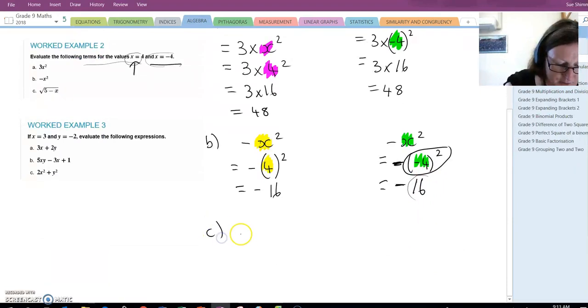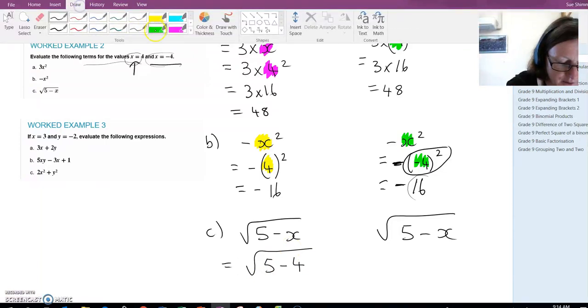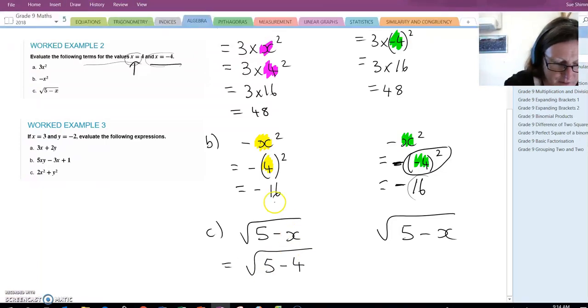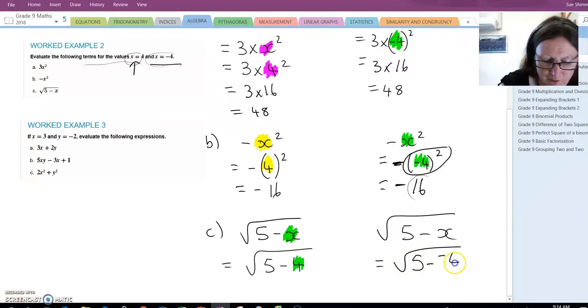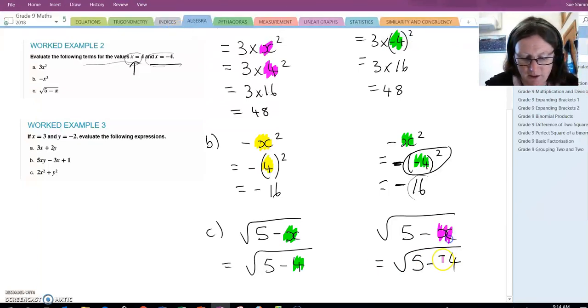C, the square root of 5 subtract x. So I'll write this out twice. In the first instance, it's the square root of 5 subtract 4, because instead of x, I am writing 4. And in the second instance, it is the square root of 5 subtract negative 4, because instead of x, I'm substituting in negative 4.